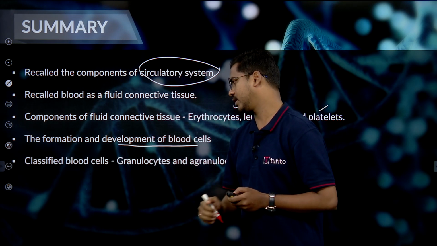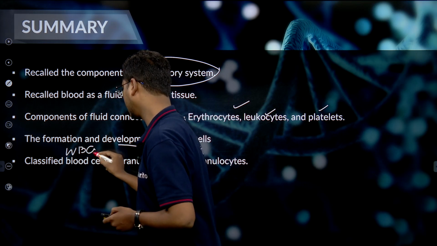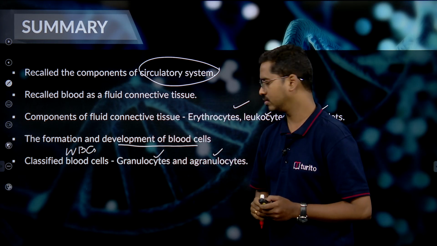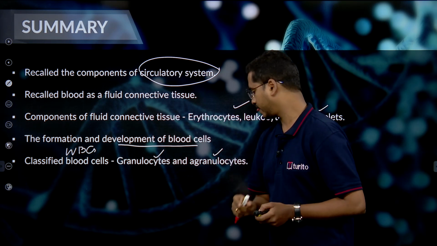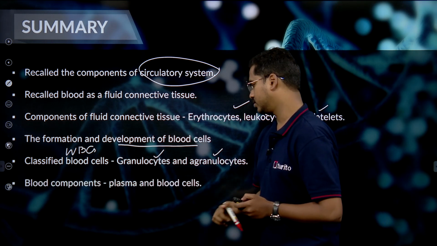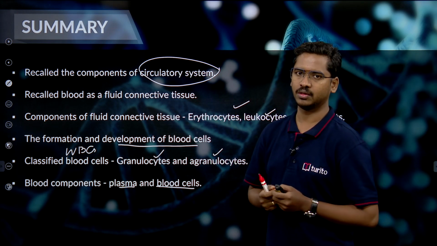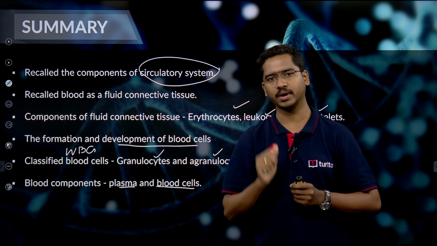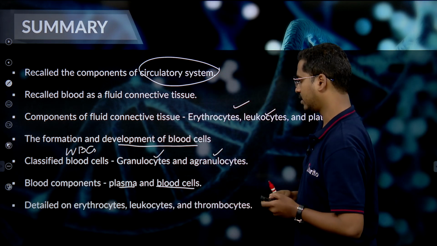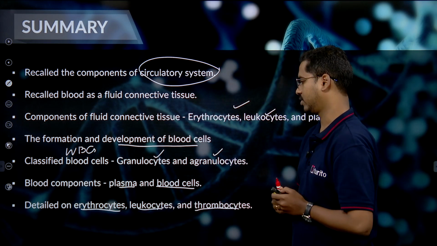And then we classified the WBCs into two types, granulocytes and agranulocytes. Granulocytes were of three types and agranulocytes were of two types. Then we understood the components of the plasma and blood cells in detail. Blood itself has mainly two components, plasma and blood cells. We looked at the composition, and finally, we went through the details of erythrocytes, leukocytes and thrombocytes.